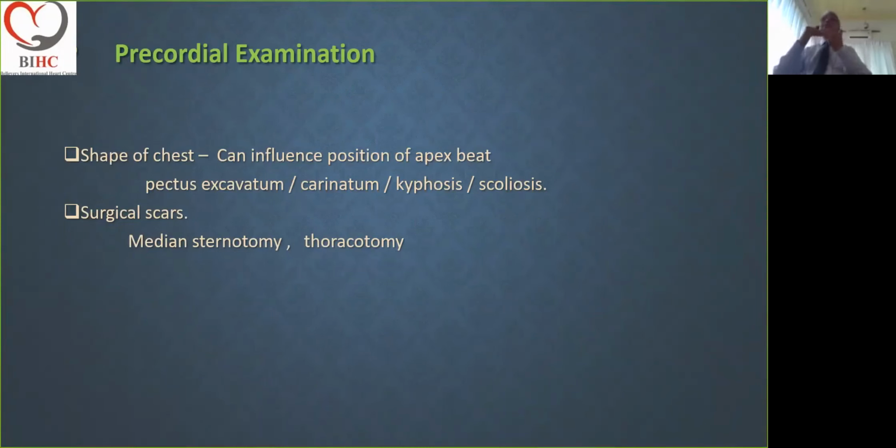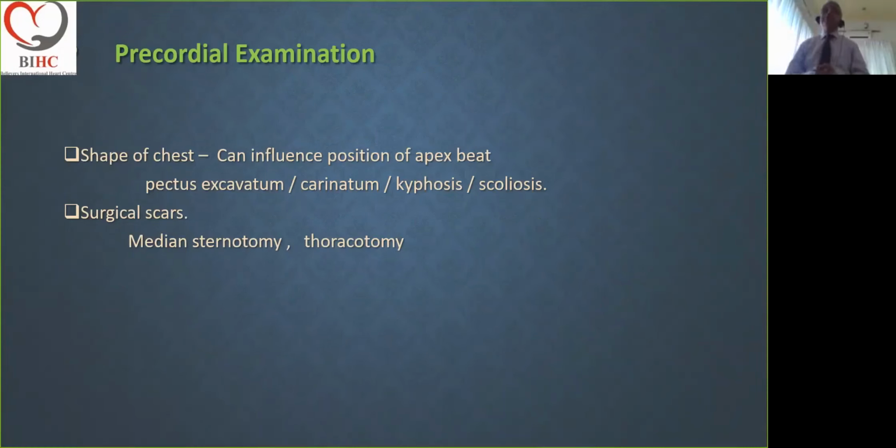The pectus carinatum or the pigeon chest, think of the pigeon in your mind, the chest is bulging forward. That is usually a sign of cardiomegaly at a young age. Before the cartilages are fused, if the heart is pushing the chest wall forward, the child ends up having a carinatum. Kyphosis and scoliosis could be congenital abnormalities, or part of a vertebral disease, or part of a lung disease which has caused a push or pull over a period of time. You could also be having a surgical scar.